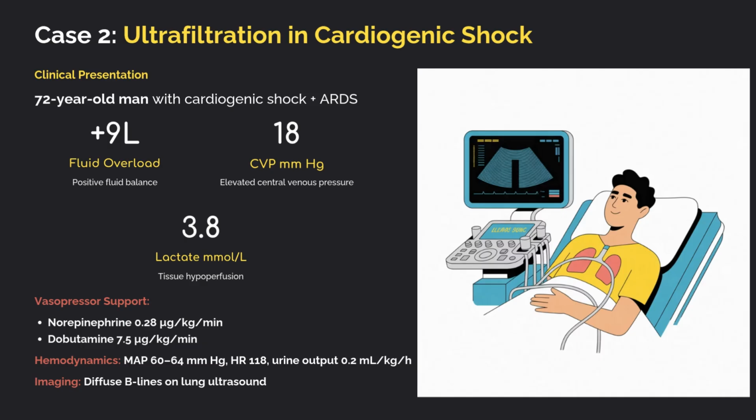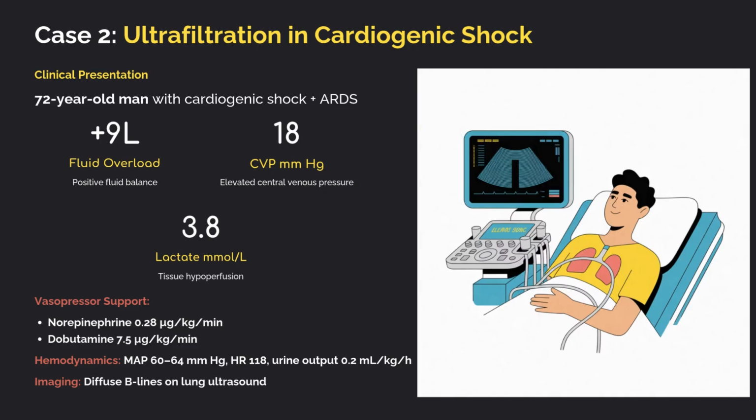He is currently on dual vasopressor support, norepinephrine at 0.28 micrograms per kilogram per minute, and dobutamine at 7.5 micrograms per kilogram per minute. Hemodynamically, his MAP is between 60 and 64 millimeters of mercury, heart rate around 118, and urine output only 0.2 milliliters per kilogram per hour.